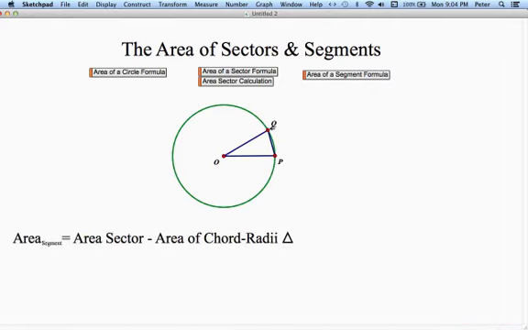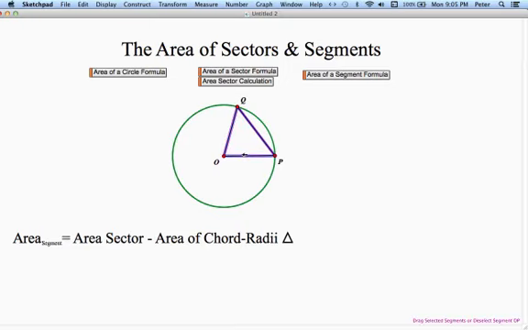A segment is a region that is bounded by a chord and the arc. So imagine the sector that we just talked about, sector QOP, which would be bounded by this arc and the two radii, is a piece of pizza. The segment is kind of like the crust on the pizza. So in order to find its area, we find the area of the sector, and then take away the area of this triangle formed by the chords and the two radii.